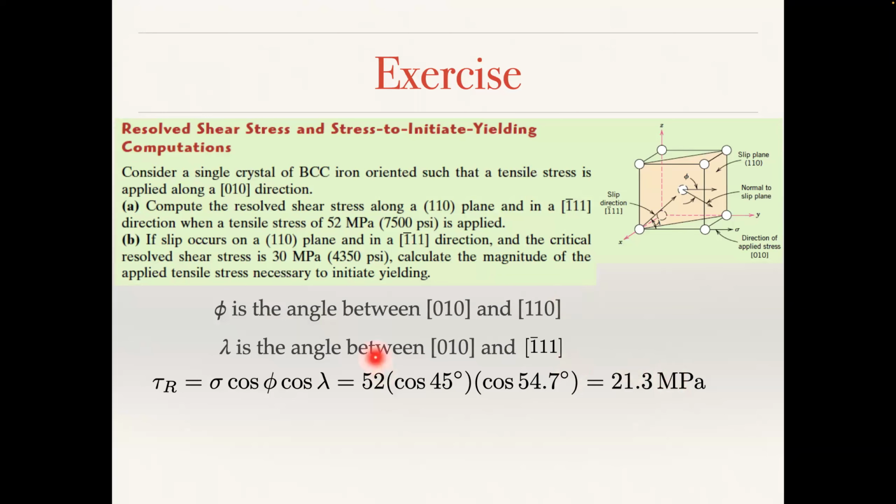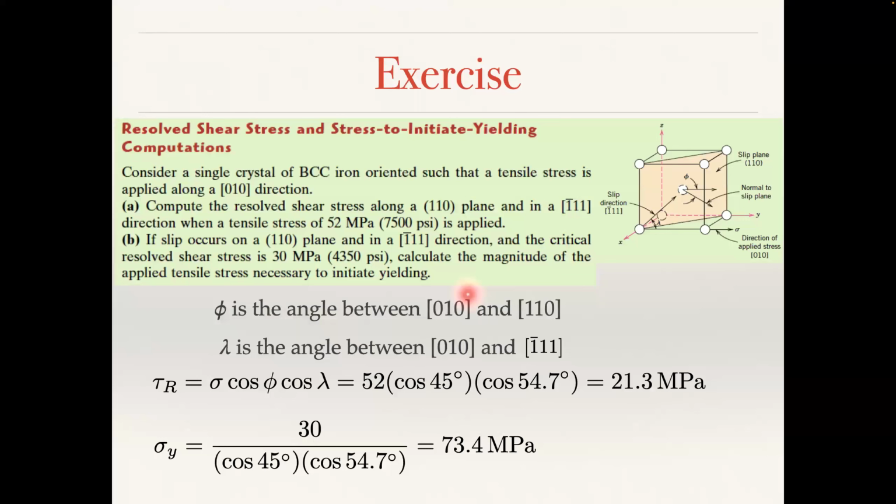Now the question is, what should be the value of sigma such that yielding initiates? That means you need to calculate sigma for which the resolved shear stress will be 30. And that is what we have done. So sigma y will be the yield strength, and 30 is the critical resolved shear stress. That means if you apply 73.4 MPa, you will be able to initiate yielding. Is that clear? Is there any question here?